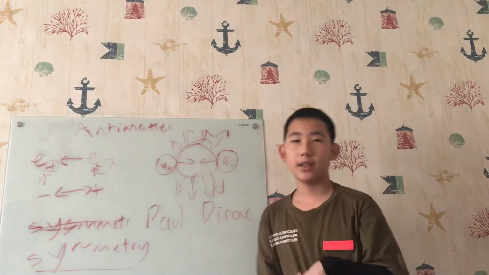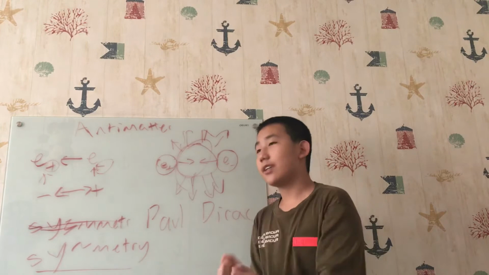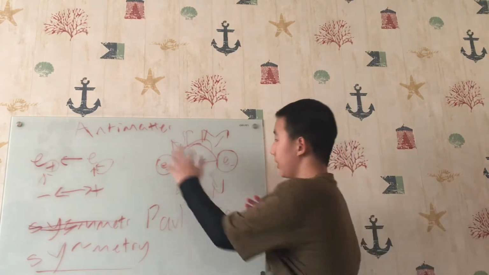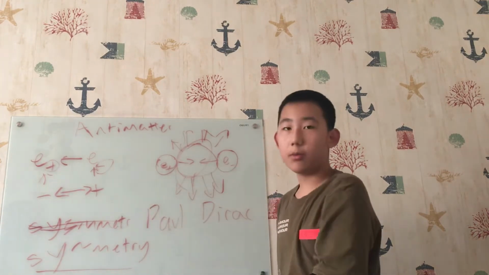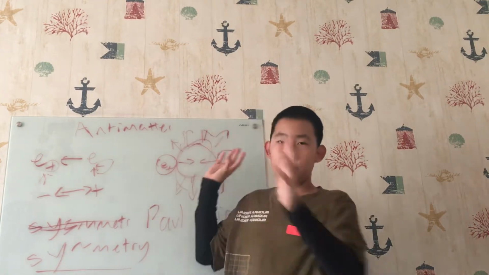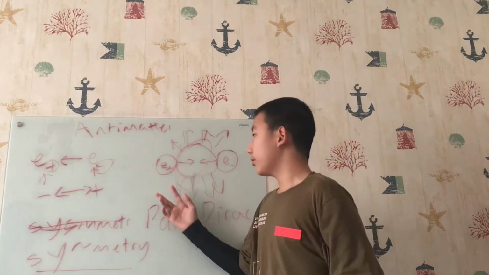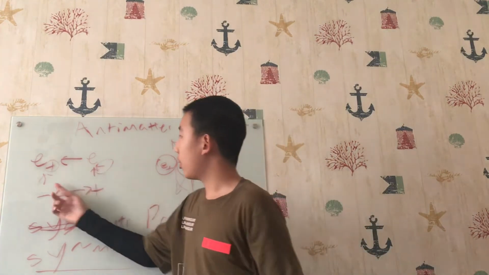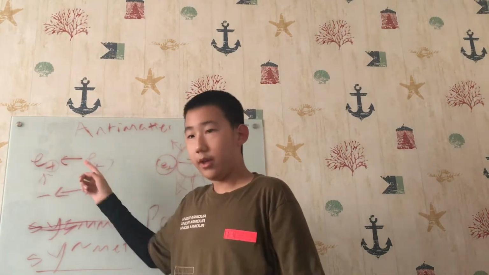Today we're going to talk about antimatter. As we know, antimatter meets matter and goes kaboom. For example, here we have a positron, the antimatter phase of an electron, and a normal electron. They go together and boom, they release energy, a lot of energy. So the positron is the antimatter of an electron.